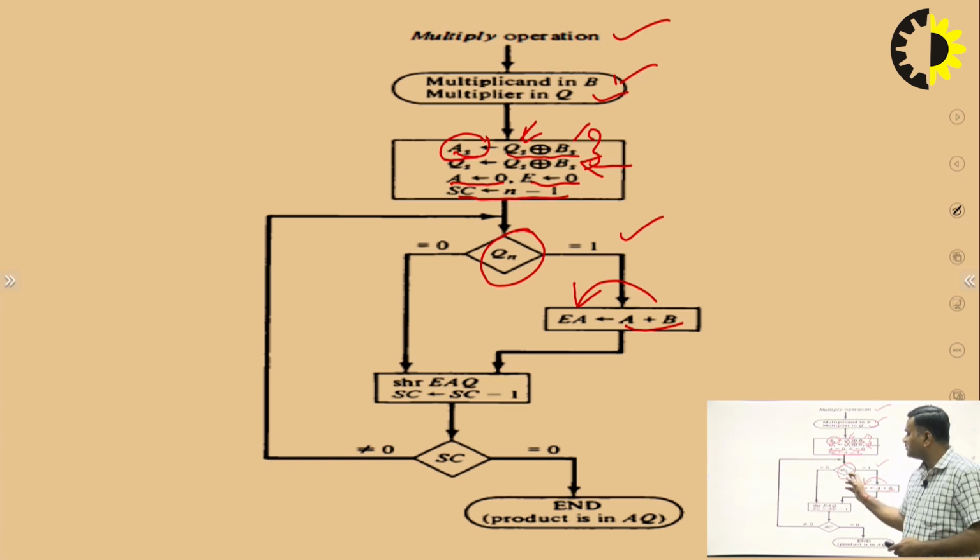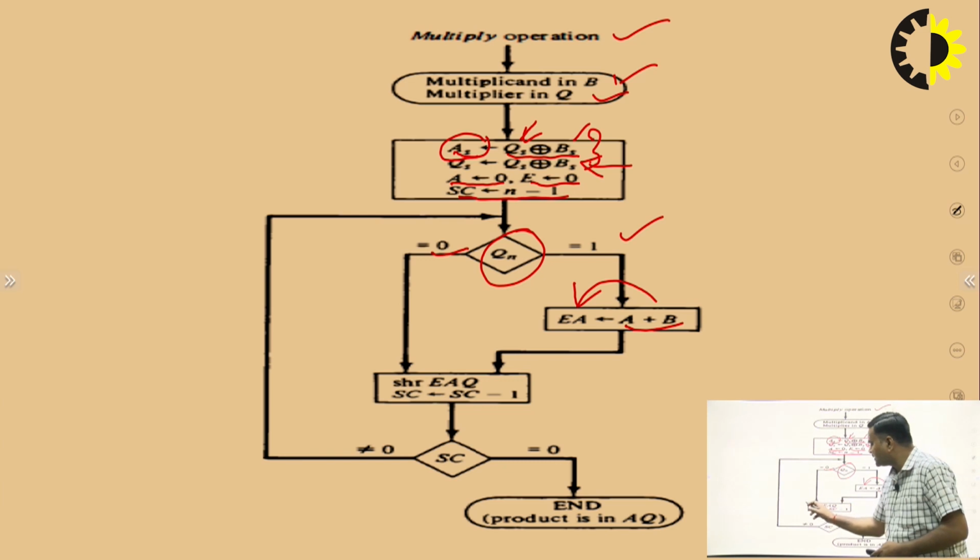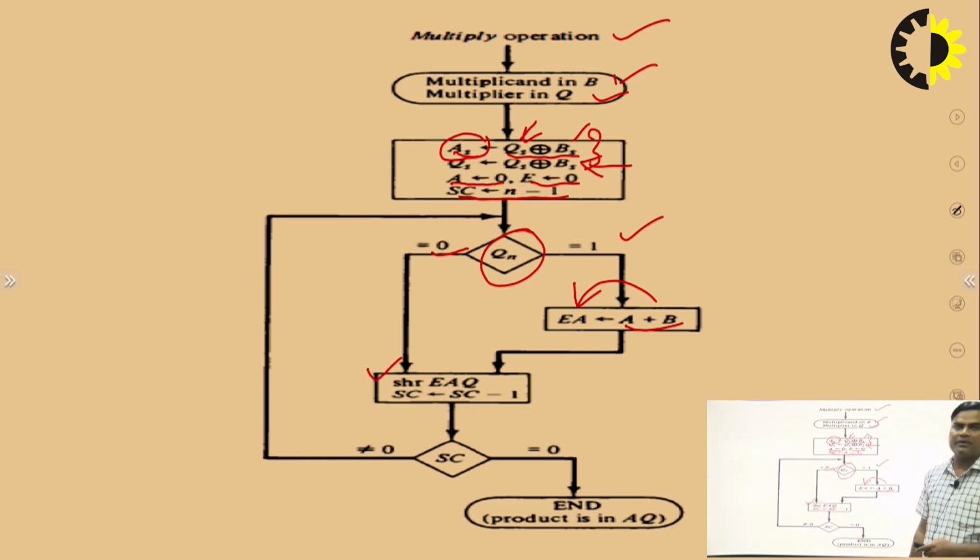And if the value of Qn is 0, then we have to perform the operation SHR EAQ. SHR means logical shift right, that is the symbol of SHR. We have to logical shift right EAQ simultaneously, and we have to decrement the counter, that is SC tends to SC minus 1. We have to decrement by 1.